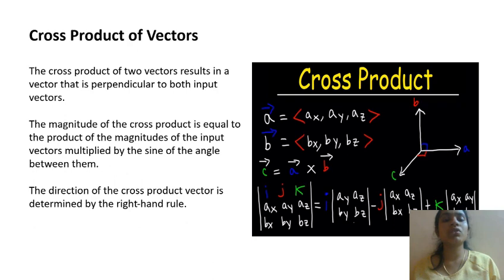Cross product of vectors. The cross product of two vectors results in a vector that is perpendicular to both input vectors. The magnitude of the cross product is equal to the product of the magnitudes of the input vectors multiplied by the sine of the angle between them. The direction of the cross product vector is determined by the right-hand rule.